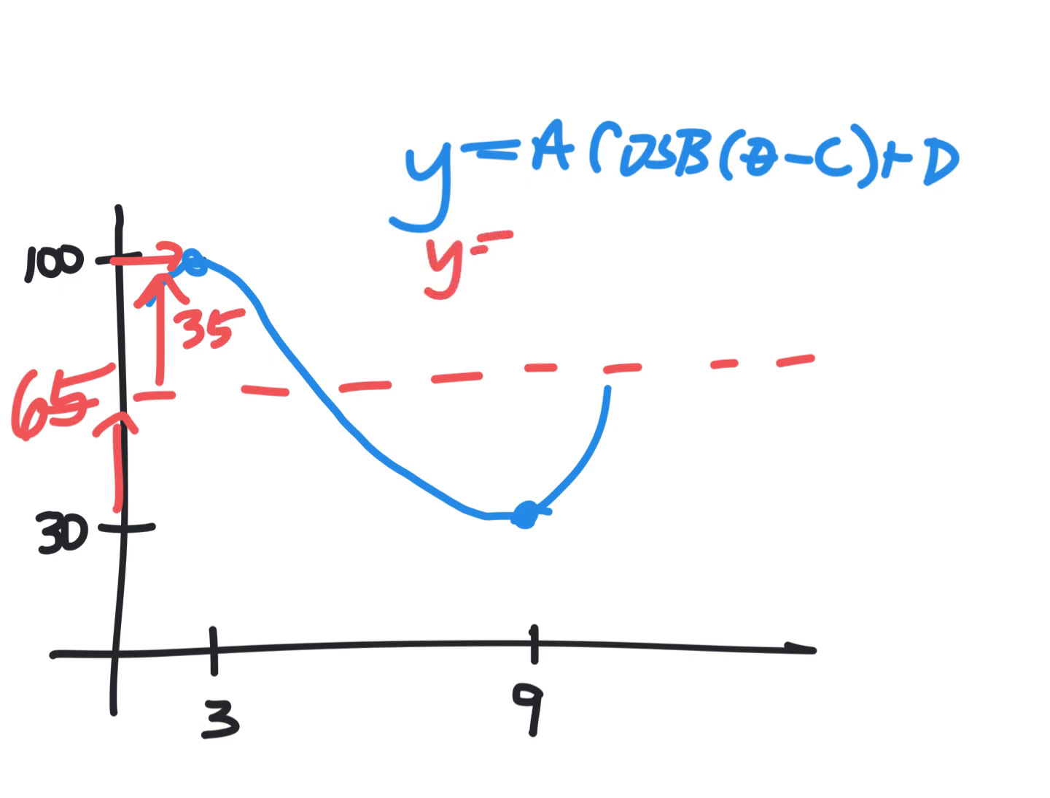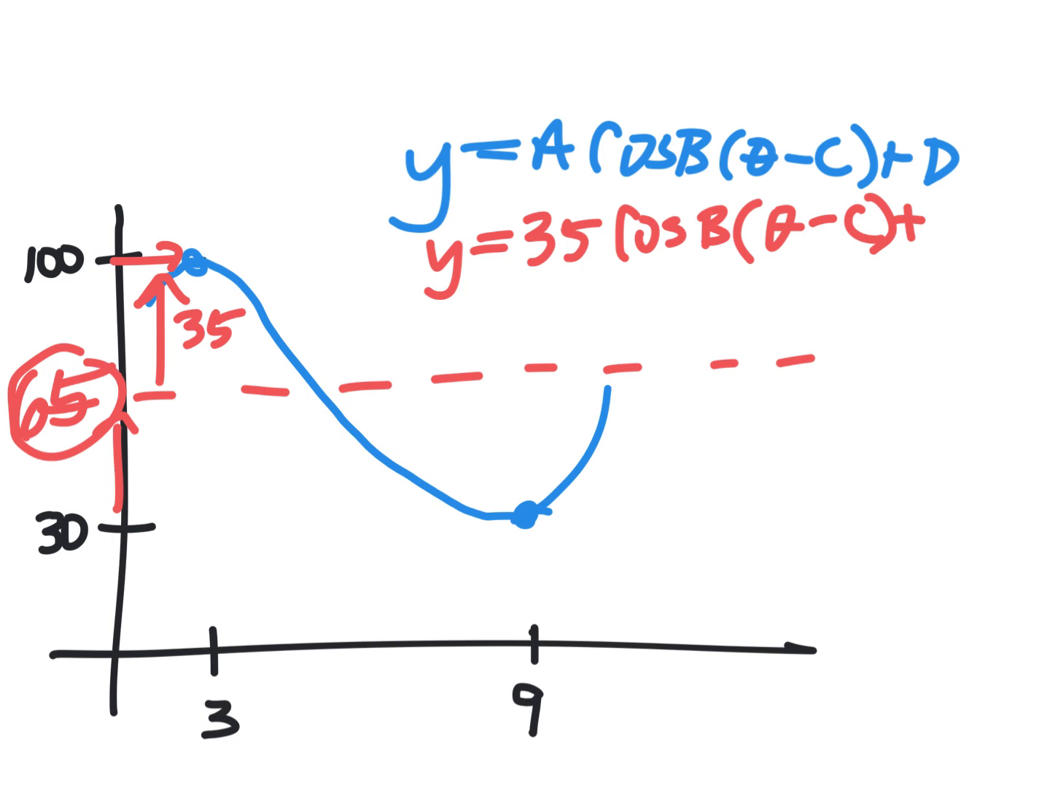So y equals 35 cosine of B theta minus C plus, and now I know this. This has been shifted from the 0 line, which is where a normal cosine would have been, up to 65. Okay, the next thing that's pretty easy is this has been shifted over to the right 3, and therefore that's the C. So I'm going to go erase my C and put in a 3.